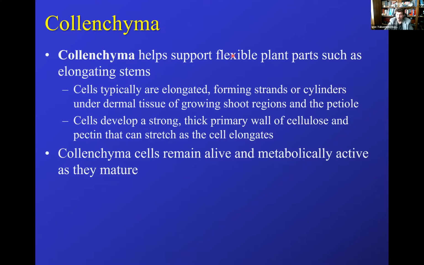Collenchyma's main function is flexible support. In this case, it develops a thick primary wall of cellulose, and then there is something known as pectin, which can stretch and then return as the cell elongates. Flexible support and, to a certain degree, movement. You can say, how in the world is it moving?